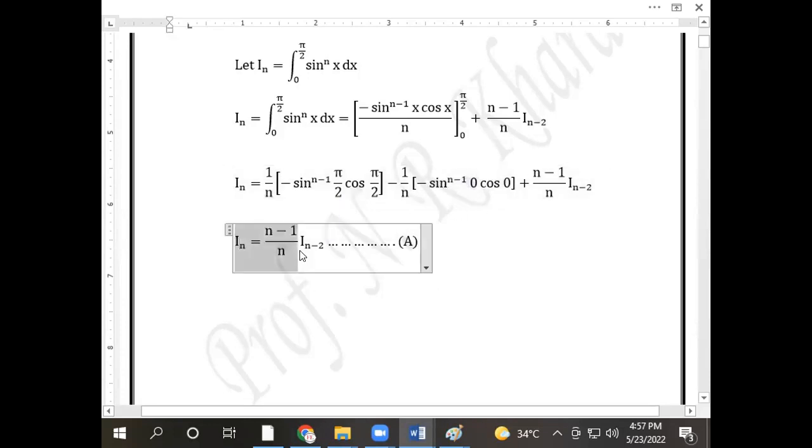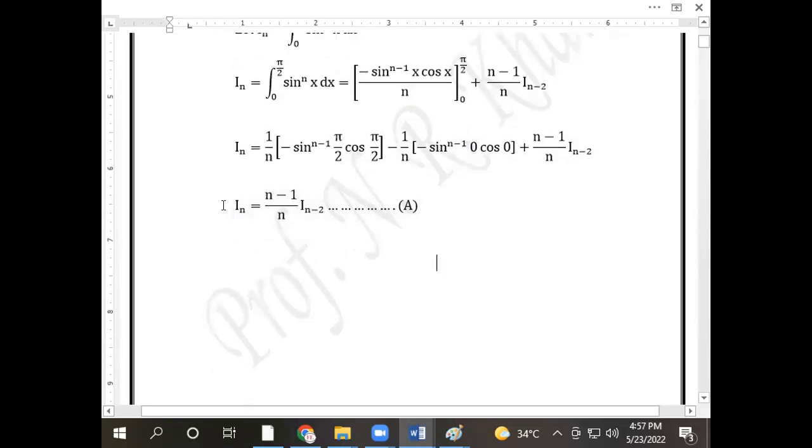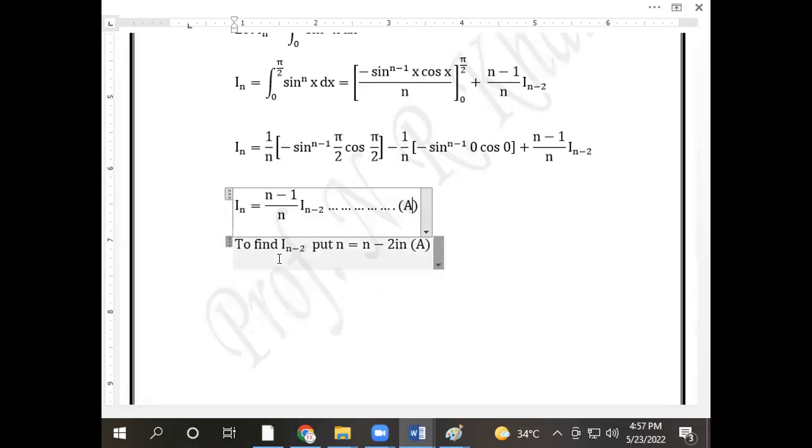So we got the reduction formula for sine in terms of n minus 2. This is the one case in which we get it in terms of I of n minus 2. Let's observe here that the suffix of I is n, and the ratio started from n and reduced by n minus 1, and the suffix of I becomes n minus 2. Means there is a relation between n. To find the value of I of n minus 2, when I replace n with n minus 2 in equation number A, what we got?